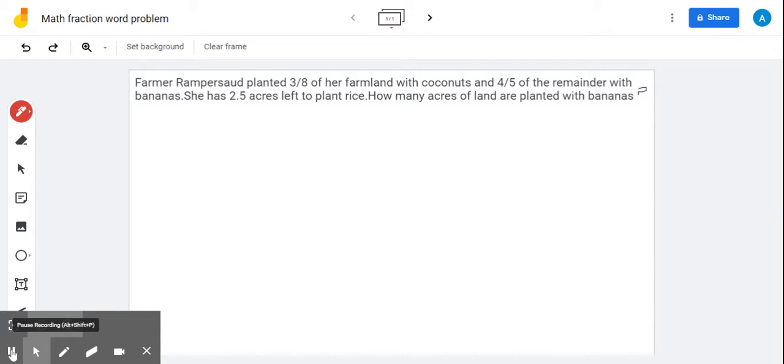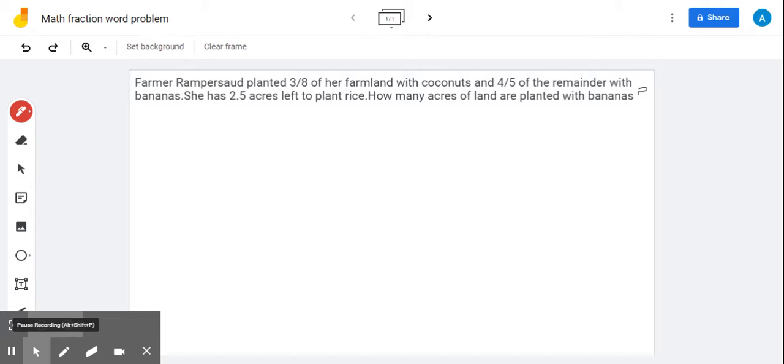The problem reads, Farmer Rampersad planted 3/8 of her farmland with coconuts and 4/5 of the remainder with bananas. She has 2.5 acres left to plant rice. How many acres of land are planted with bananas?